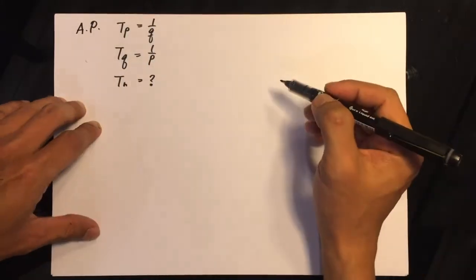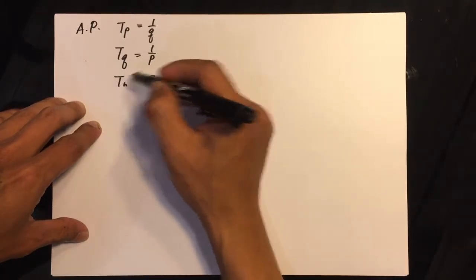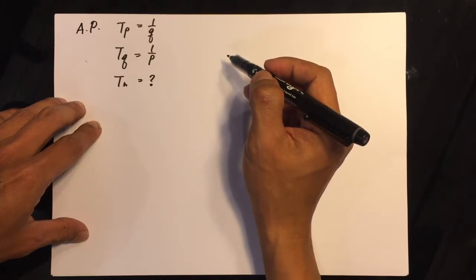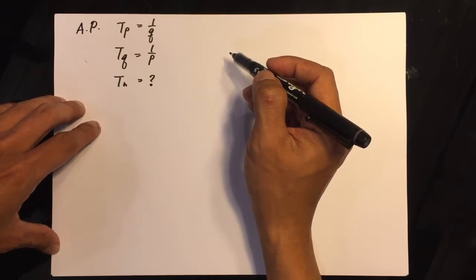P and Q are obviously integers, and you have to express Tn in terms of P and Q. Give that a shot. Pause the video, and we will be waiting right here with the solution when you come back.